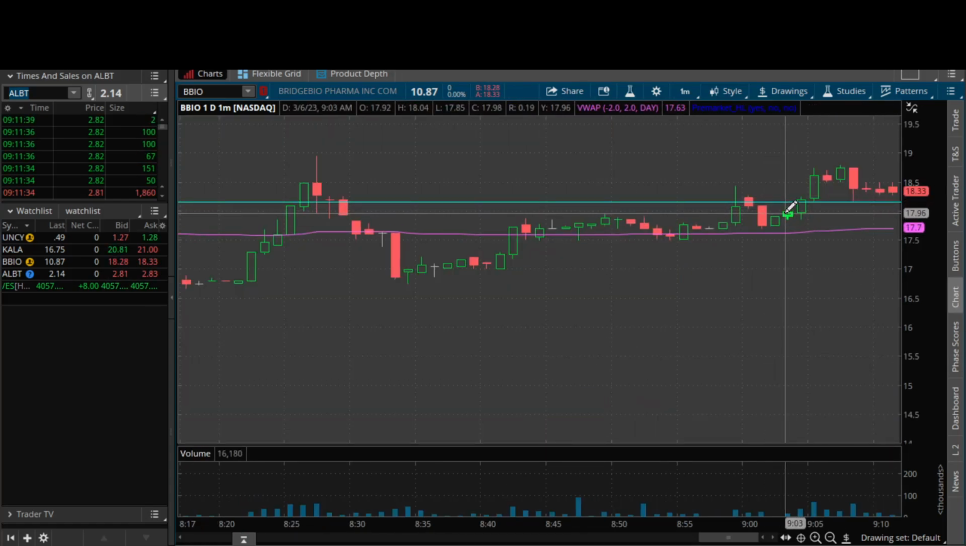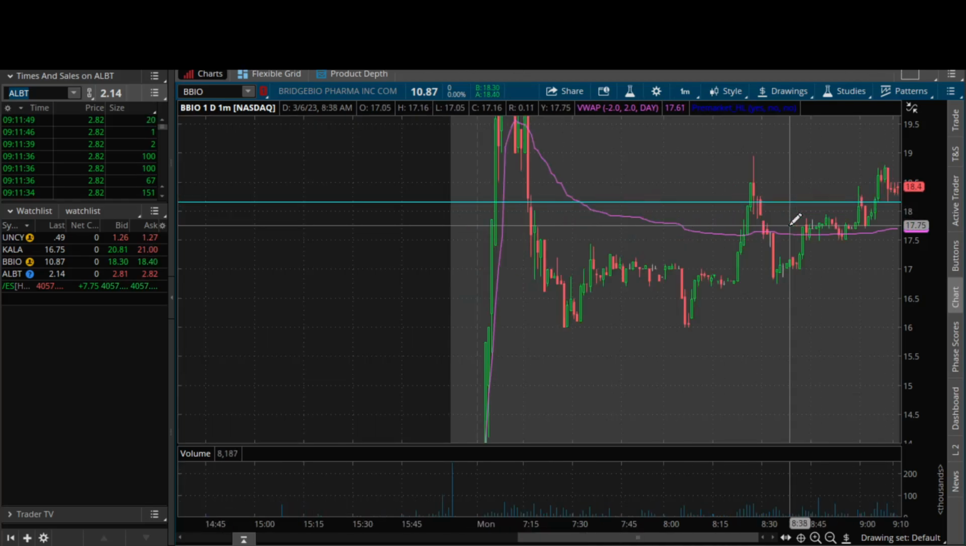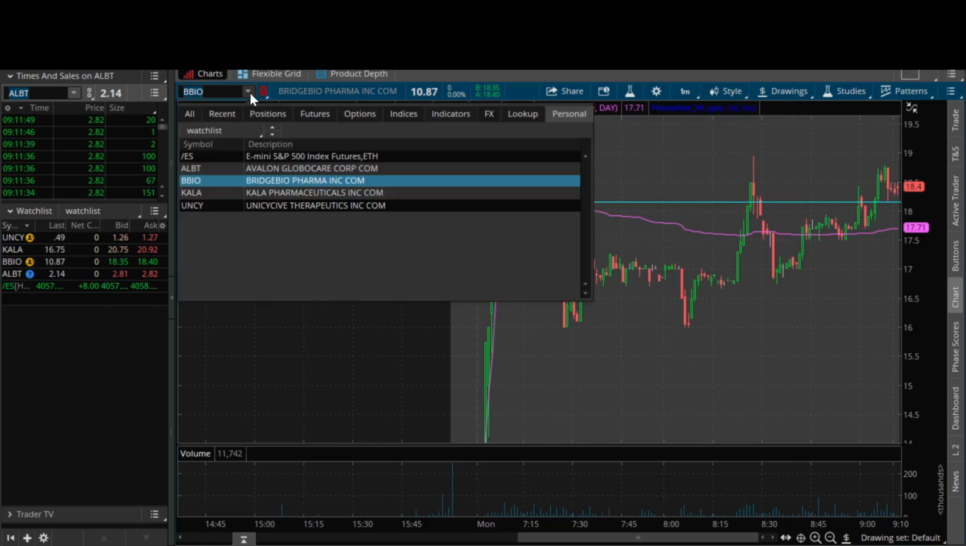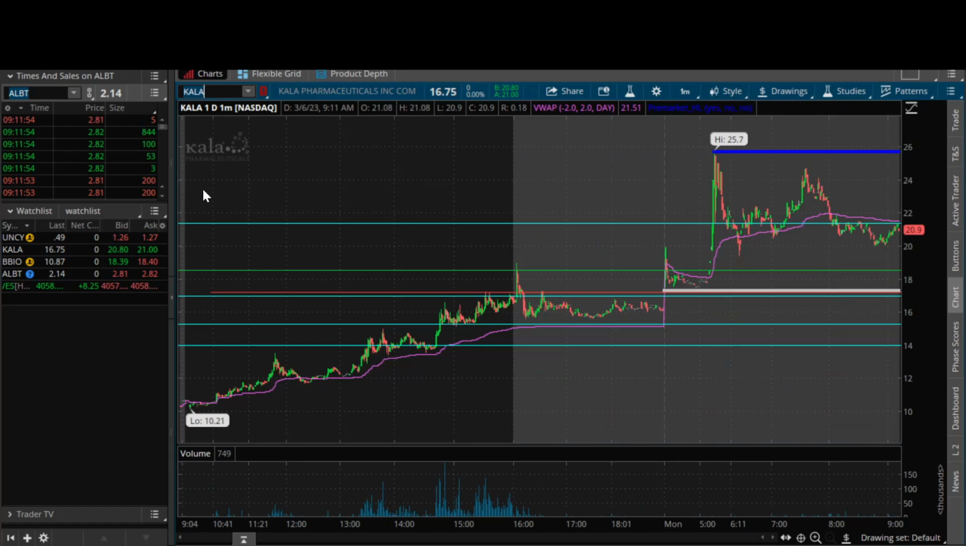We also have 18 bucks right below it. What did we just go over? 18 bucks is hoe number support, right? So we have our weekly, we have our hoe number. Those are some points of interest for this BBIO. So let's see how this thing opens up, see if it can consistently keep trending up higher here.